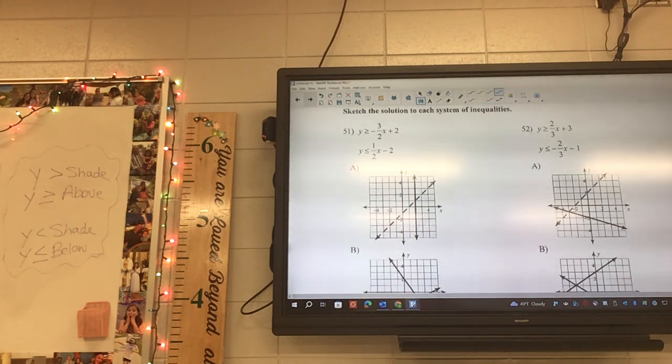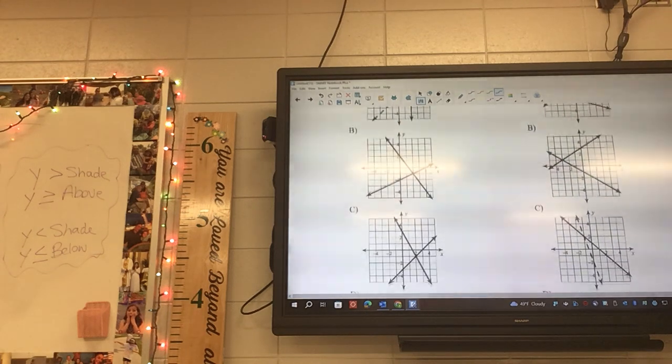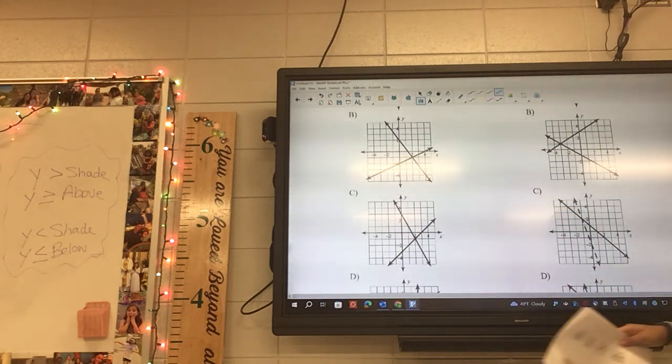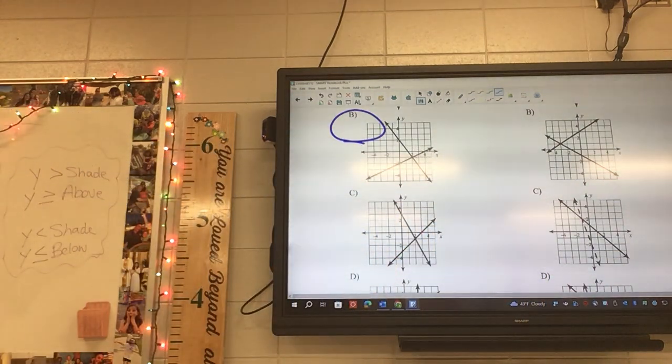So now at the very least you've got a 50-50 shot. So it's a matter of shading. Line 1, should it be shaded above or below? It should be above. And what about line 2? Below. So one's going to get shaded above, one's going to get shaded below. So that's got to be B, because C are both below.